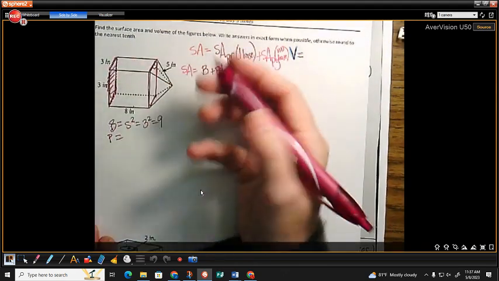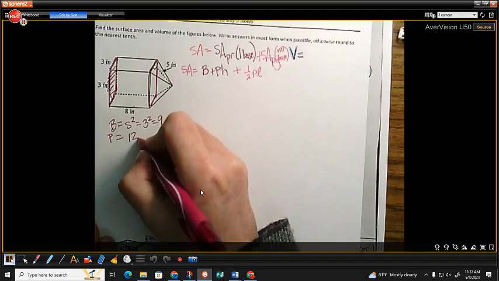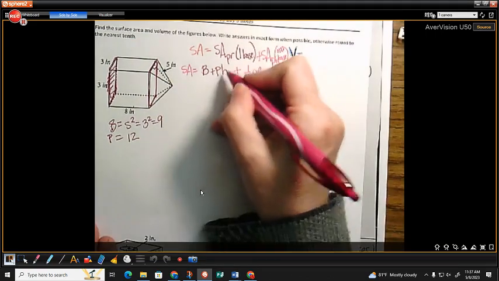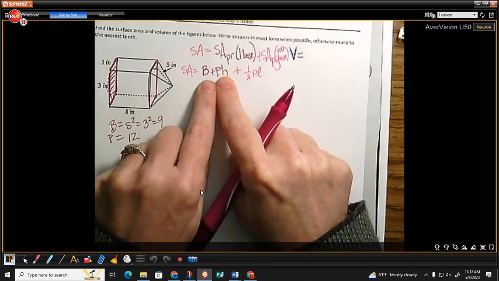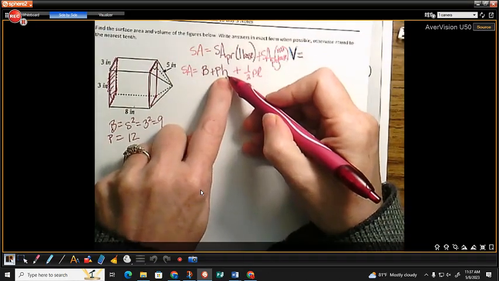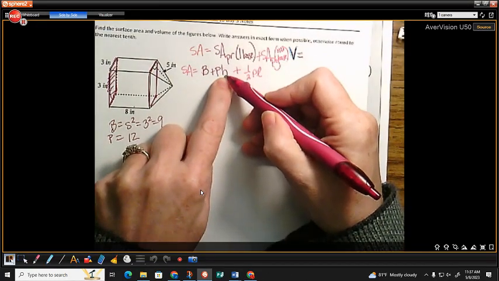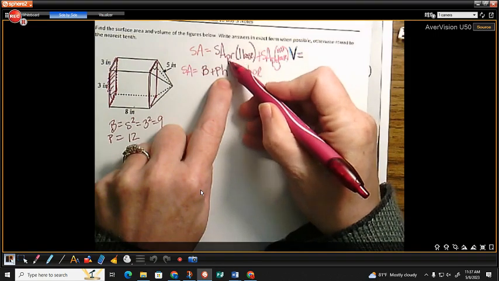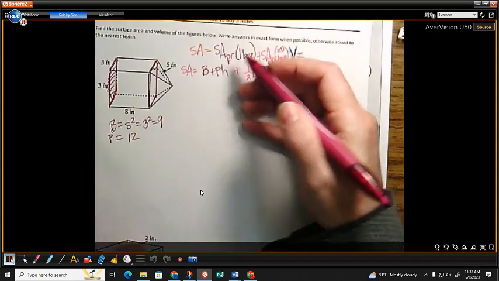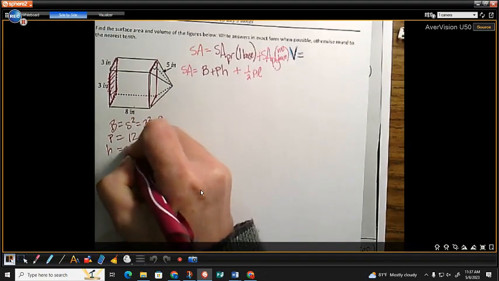Add up all the sides, so 3, 3, 3, and 3 gives me 12. And then I need height. Which H is the height here? The height of the prism. What is the height of the prism? It's going to equal 8.